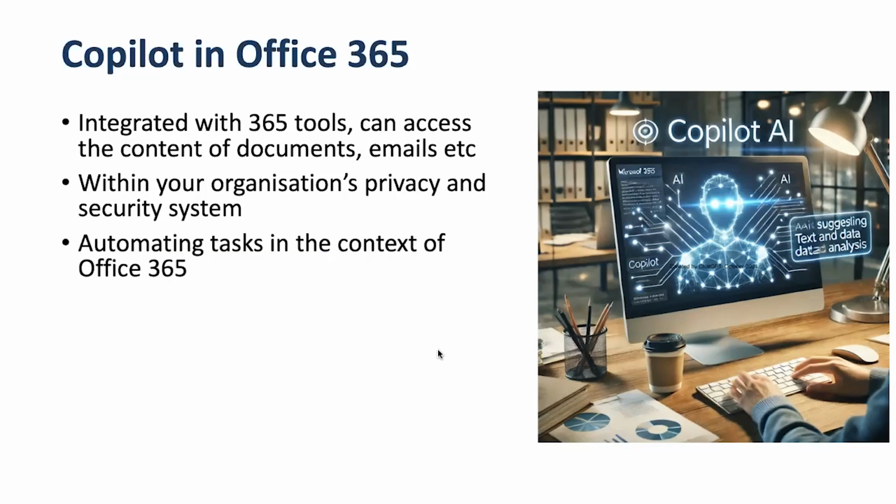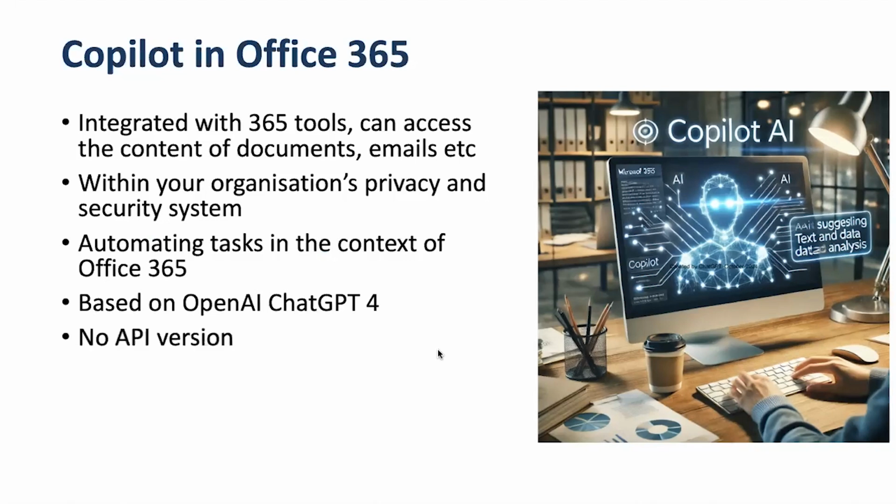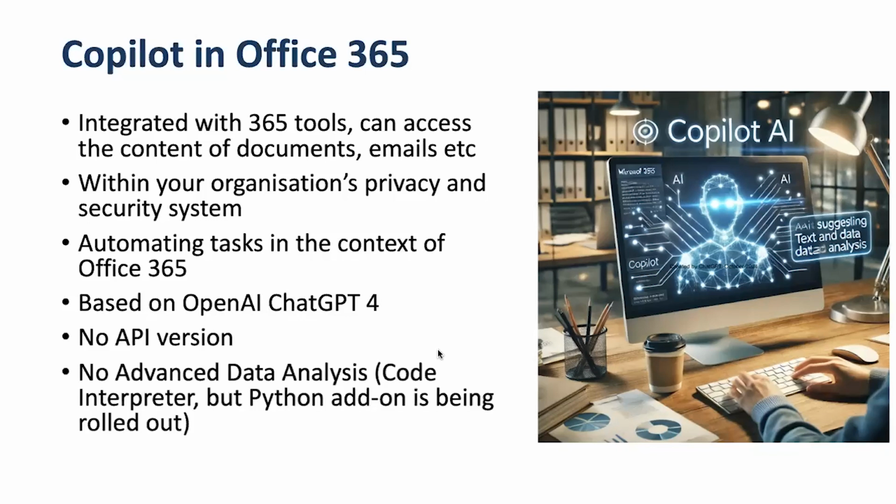Principally, I would recommend it for automating tasks, for being a little bit faster with all of those sort of things you use in Office 365. Copilot's based on OpenAI's ChatGPT 4, which means it's slightly older than the current ChatGPT 4o. There isn't an API version. That would make it very much less secure if there was an API version. So you can't write your own code in Python or something and call Copilot in.